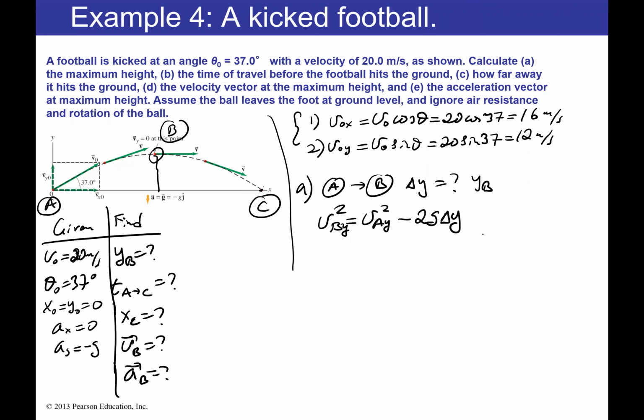See, in this equation, I know one thing: point B is the highest point, which means any vertical velocity at the highest point is going to be 0. That means this guy here is 0. Then 0 equals VAY squared minus 2G delta Y, which allows me to find delta Y, which will be VAY squared divided by 2G. So I can calculate this and get 7.4 meters.